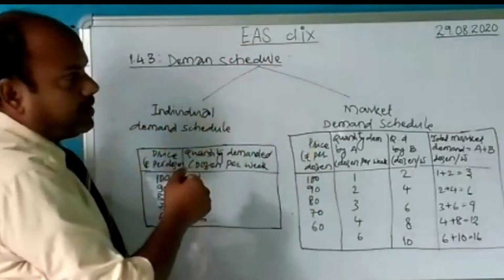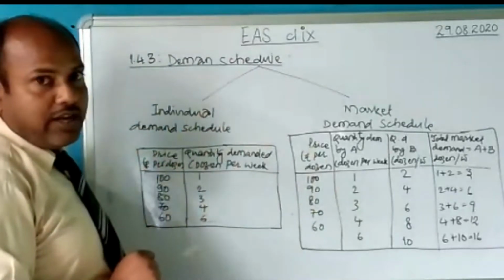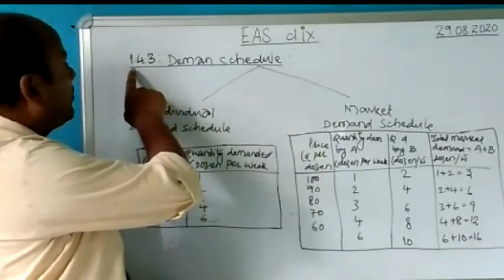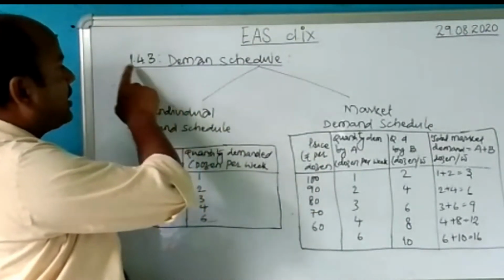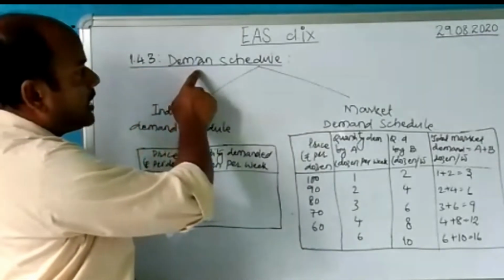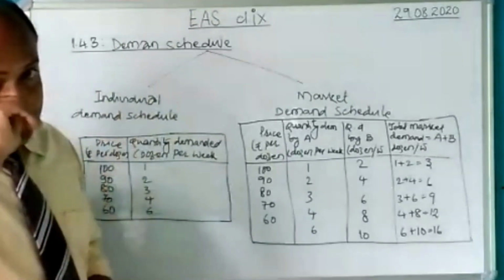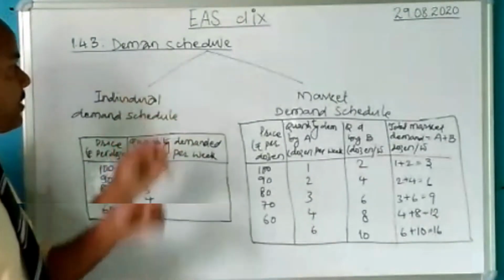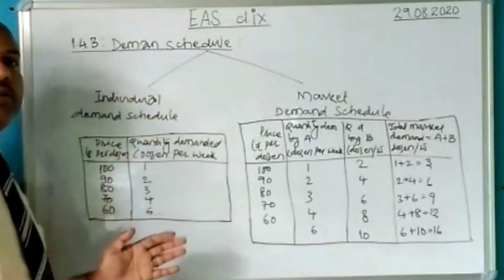Economics for class 9. Today is 29th and we are taking our topic point number 1.4.3. That means lesson number 1, point number 4.3, and the topic is demand schedule. So in this class we are going to learn about the definition of demand schedule. Then we will learn the different types of demand schedule.